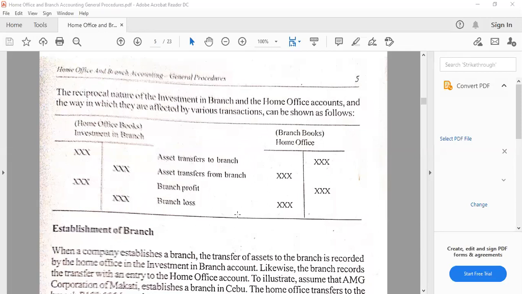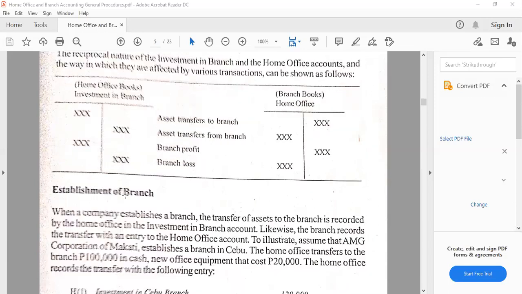On the other hand, if we think of branch profit, that would increase the equity account, which is home office. While if it is a loss, that would decrease it, with a debit. And we think of the opposites on the investment in branch in the home office's books. So for profit, it would be a debit to investment in branch, and for a loss, a credit to investment in branch.